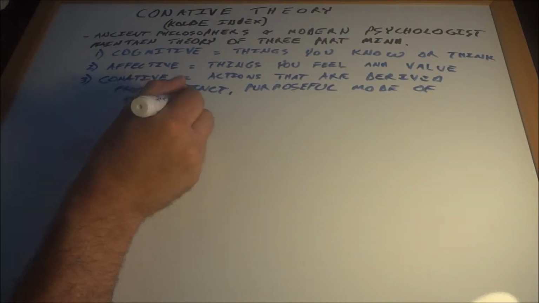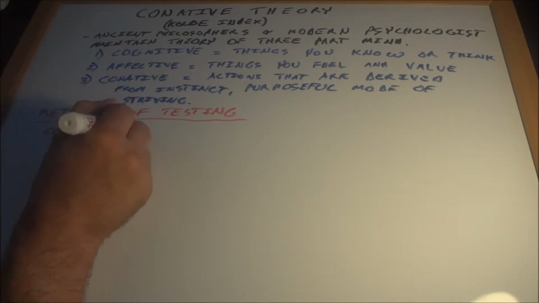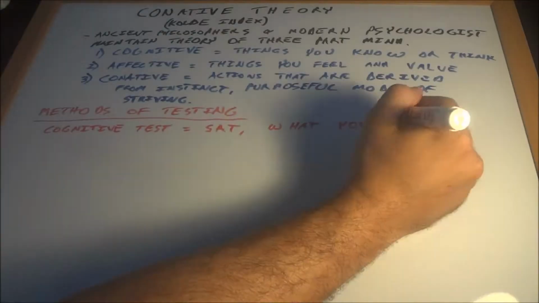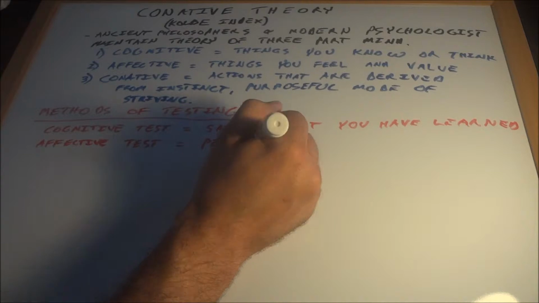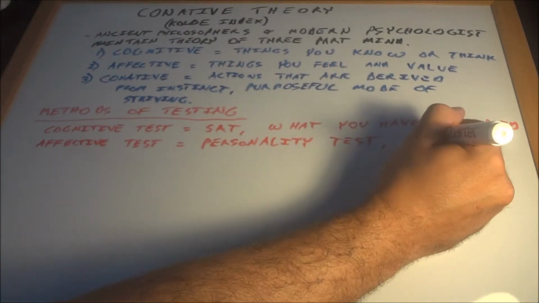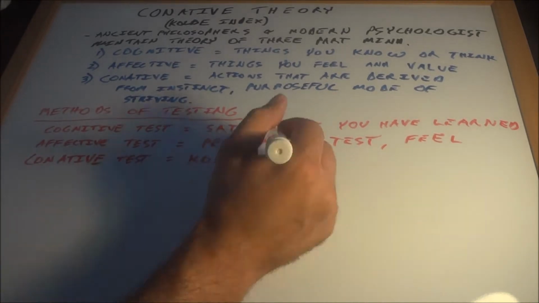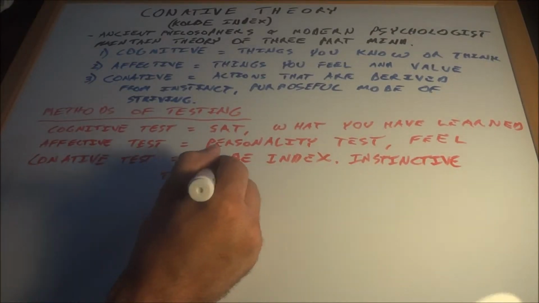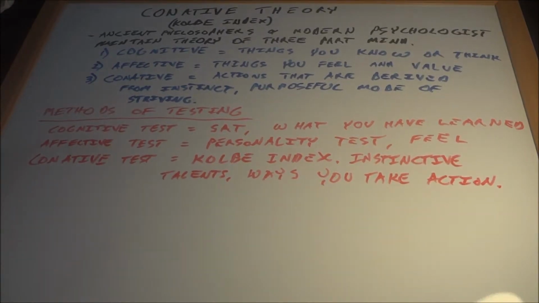There have been several methods developed to test these sections of the brain. The first one, for cognitive tests, might look something like an SAT test and be based off what you have learned. Second, an affective test might look like a personality test and be based off how you feel. Lastly, a conative test would look like the Kolbe Indexes, which we're about to discuss. And these are used to discover instinctive talents a person may have.